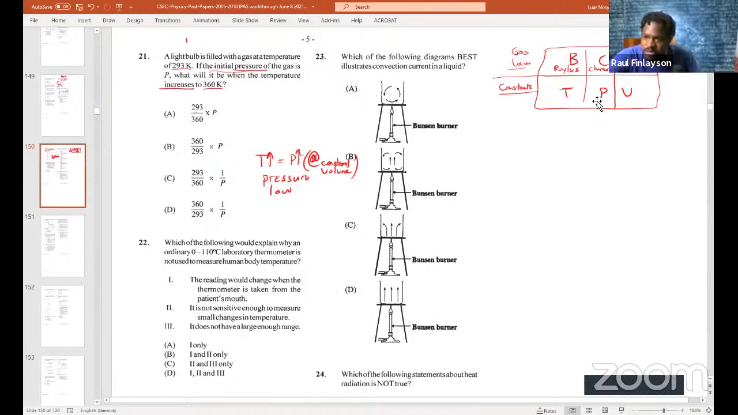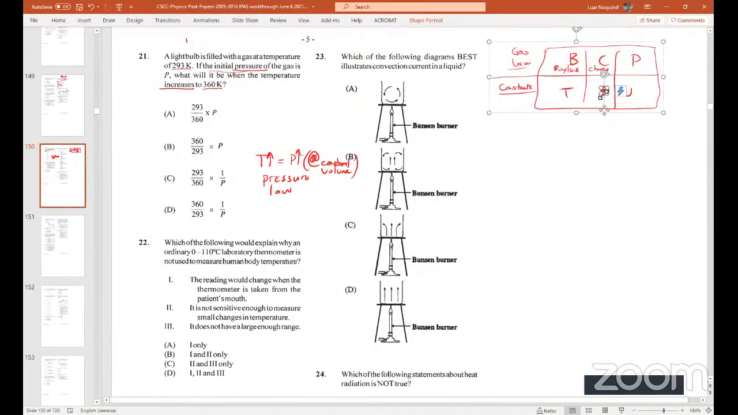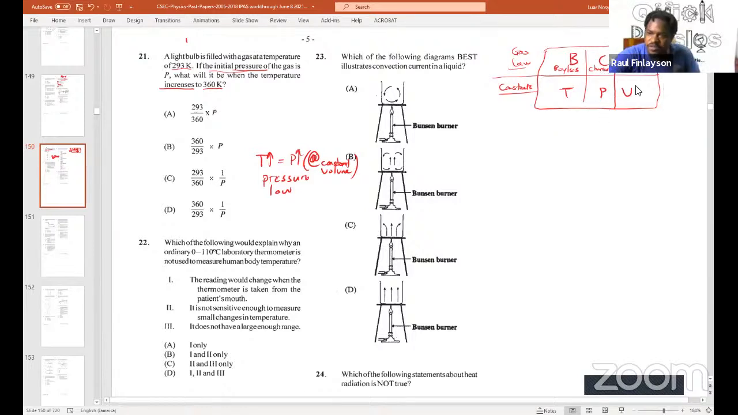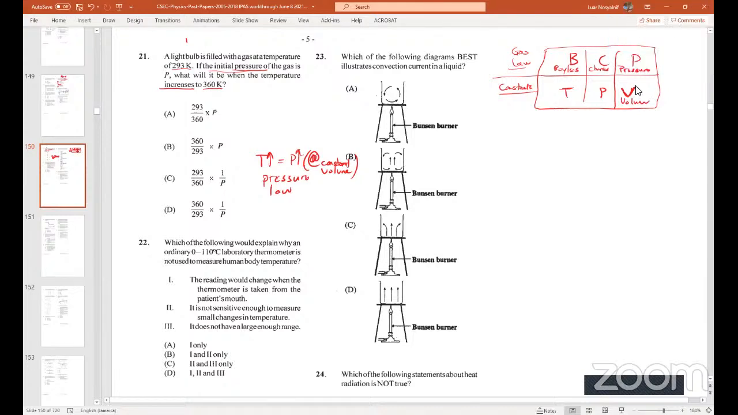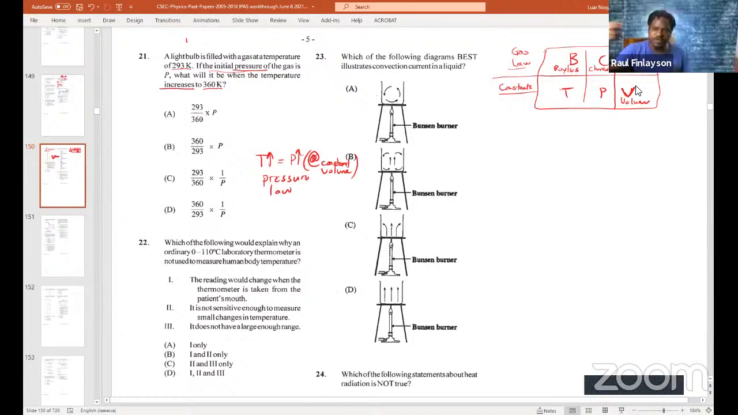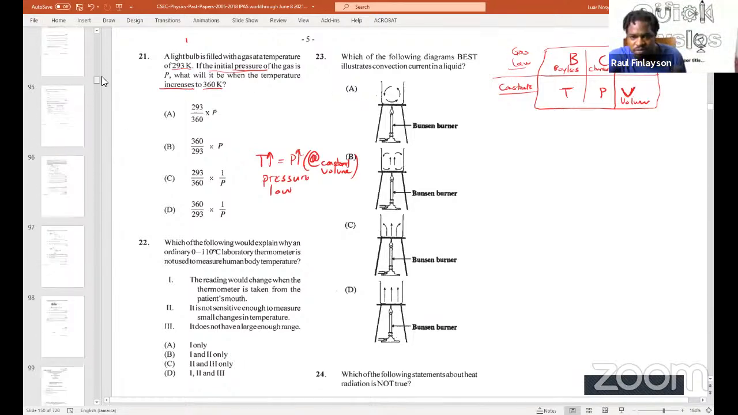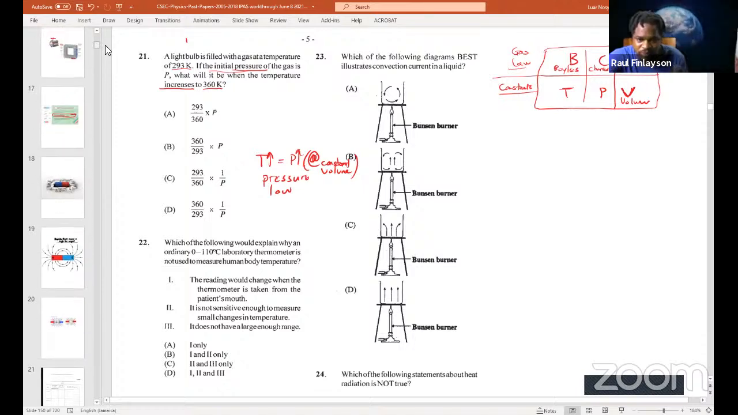What letter is represented by P? Pressure. All right, so then that's P. So then that's Charles's law, and then of course it's the pressure law, and we see that the constant here is represented by V, which we should know is volume. So that's basically it. The gas laws will feature in this year's exam as per the list of topics, and we don't know which angle it's going to come from.